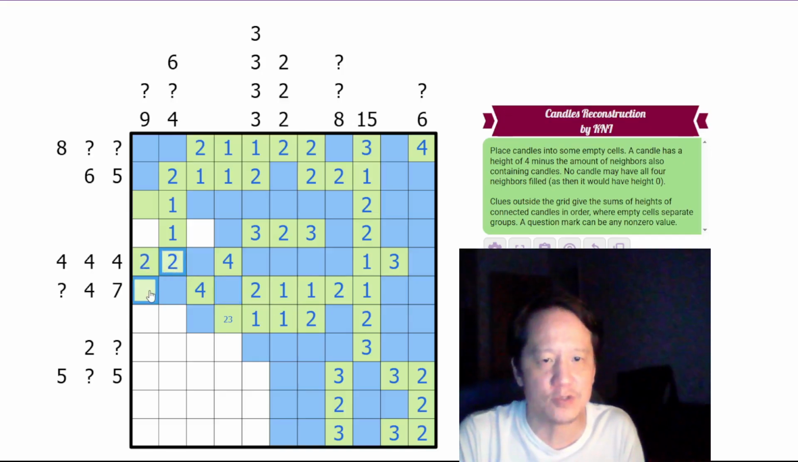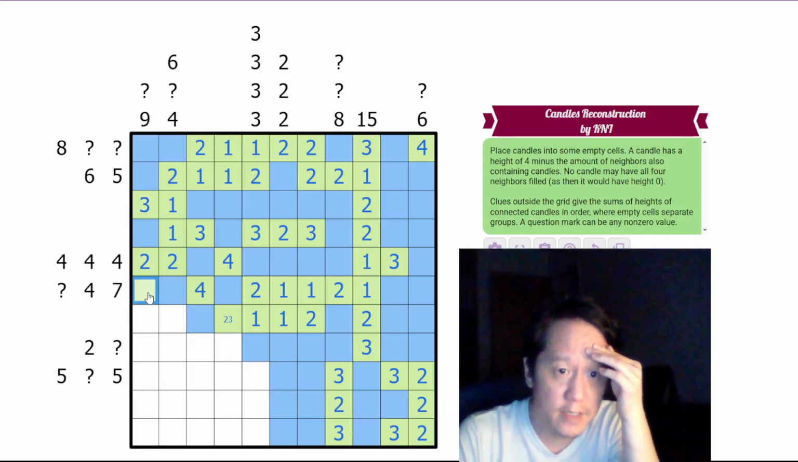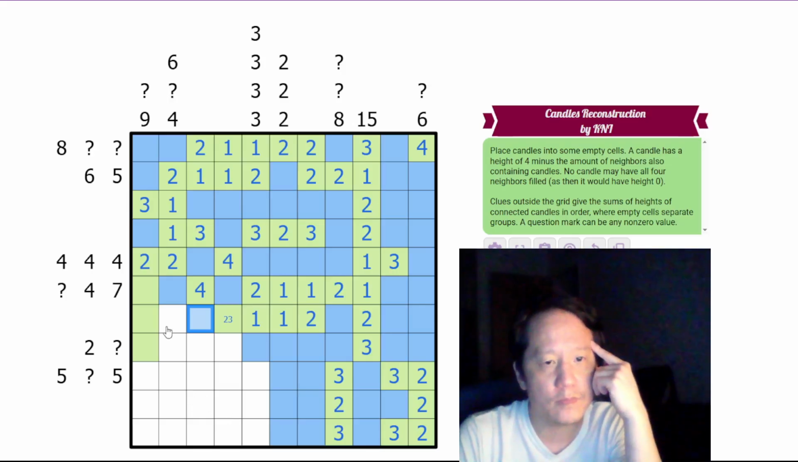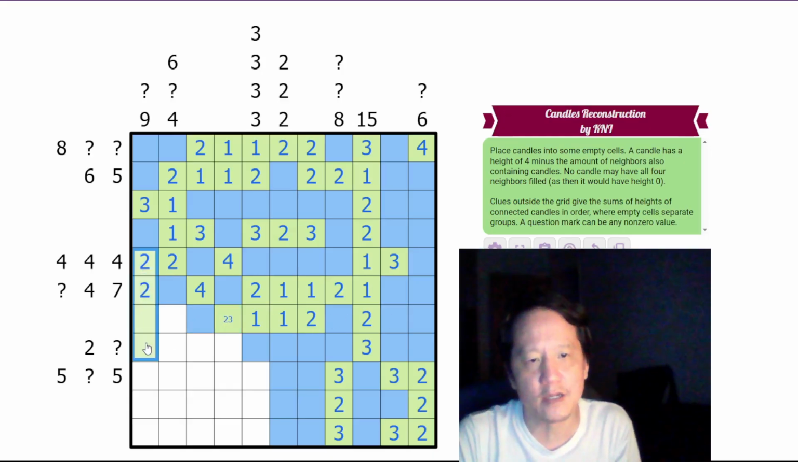So this must have 2 neighbors with candles, so this must be blue, which makes this green to have the neighbors there. This has 1 neighbor with candles, so this is 3. This has 1 neighbor with candles, so that's 3. So this must add up to 9. We can go at most 2, 2, and 2 there, so this is green. Or 2, 2, 2, and 3. This has to be 2 because it has 2 neighbors adding up.